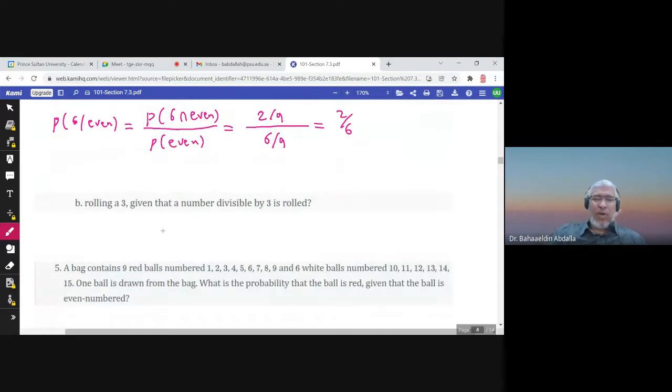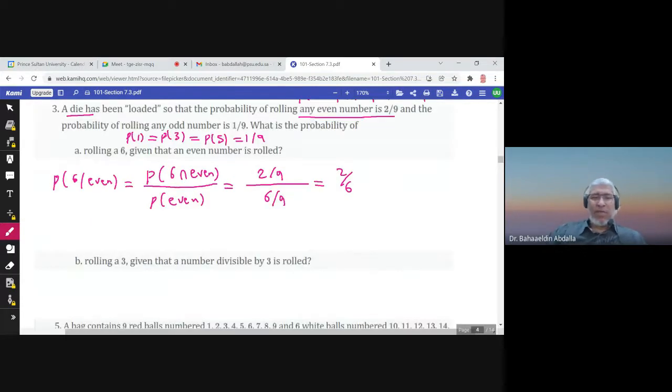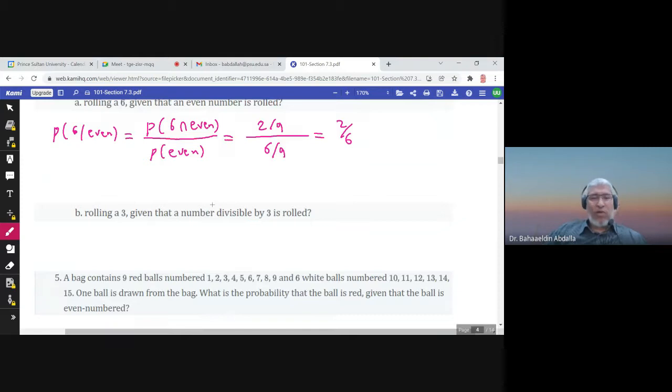But this is the correct method in this case because it is not equally likely. The experiment is not equally likely anymore. What is the probability of rolling a 3 given that a number divisible by 3 is rolled? What is the number divisible by 3? We have 3 or 6.